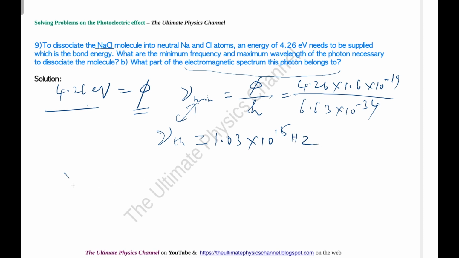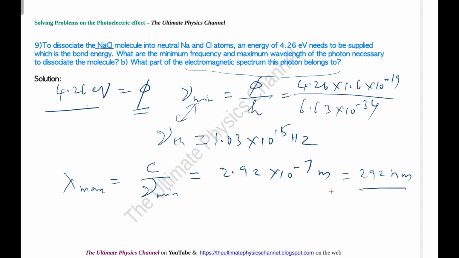And the corresponding wavelength, which is lambda max, is equal to c over nu minimum or nu threshold, and that would be equal to 2.92 into 10 power minus 7 meters or 292 nanometers.